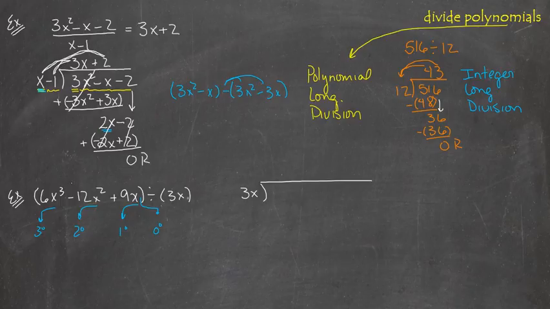So I have 6x cubed minus 12x squared plus 9x, and then I have to add 0 x to the 0 power. So I need a constant term. I don't have a constant term in this number, but I need a constant term in my dividend. So I automatically put in zeros wherever I don't have a term represented in my actual number, a placeholder, if you will. And I'm going to divide that by 3x.